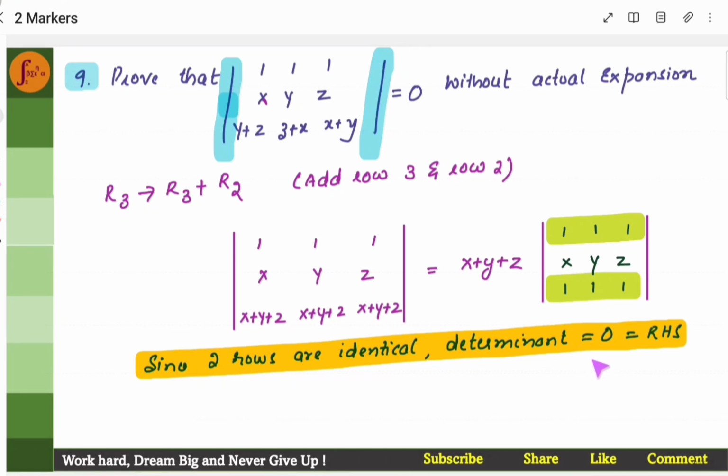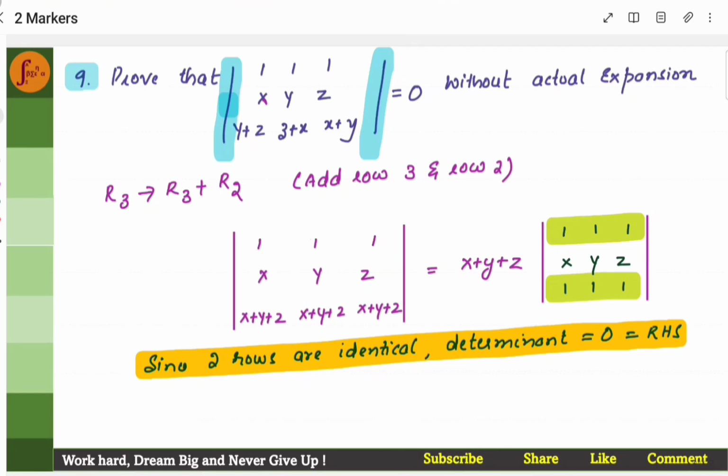Now, one of the properties is you have to make the rows identical. If you can make the rows identical, then determinant becomes 0. There are few properties in which the determinant becomes 0. One of them is if the rows are identical. The other one is if any row or any column has zeros, then the determinant is 0.